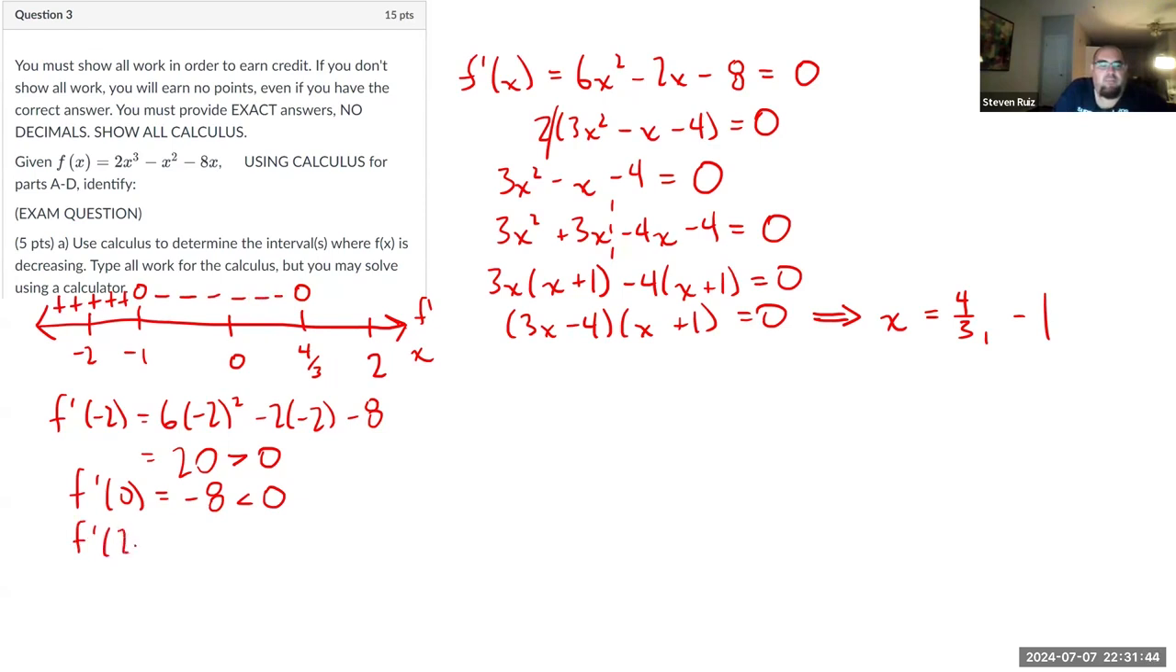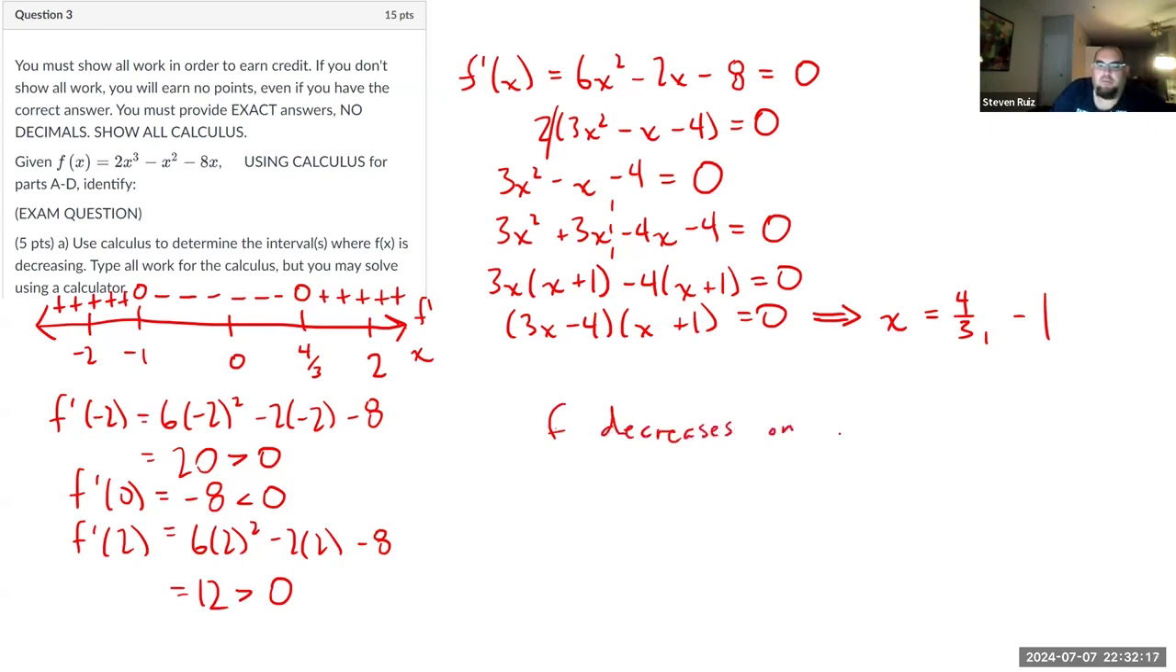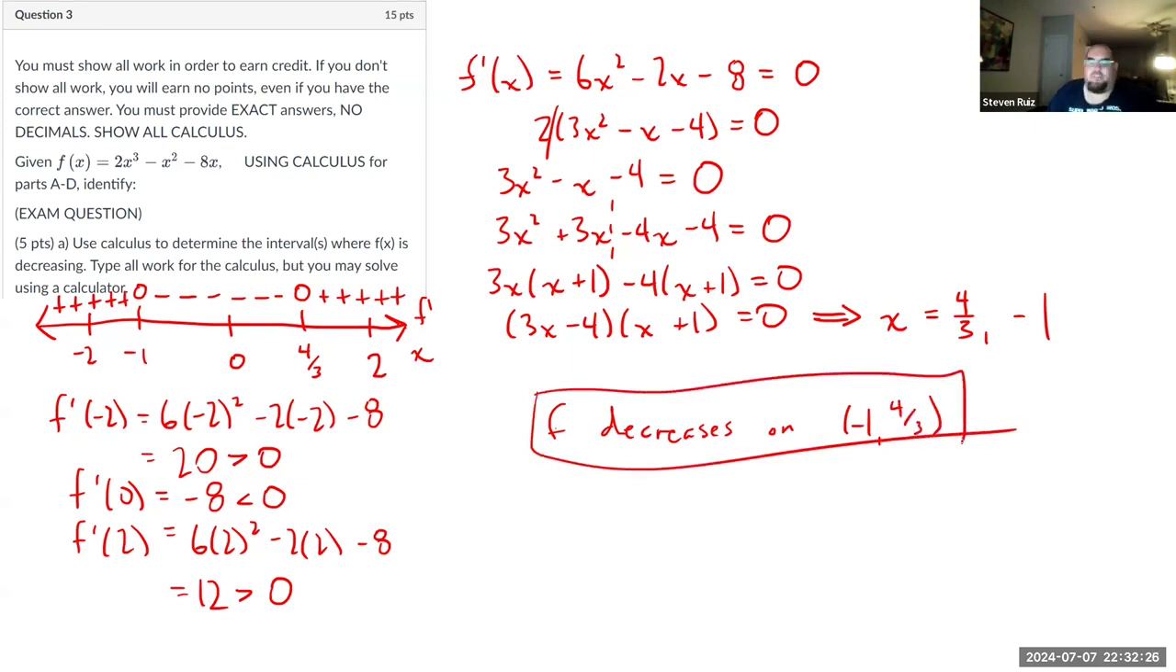And then finally, what happens to f prime of 2? F prime of 2 equals 6 times 2 squared minus 2 times 2 minus 8. So 24 minus 4 minus 8, that gives me 12, positive. So the only subinterval where I have decreases is in between the two critical points. So this function f decreases on negative 1 to 4/3. That's the answer to part A.